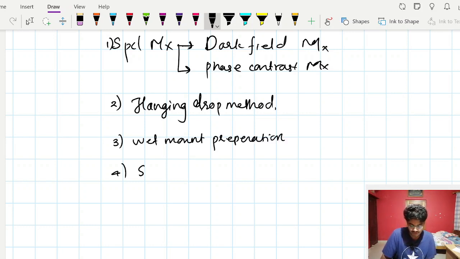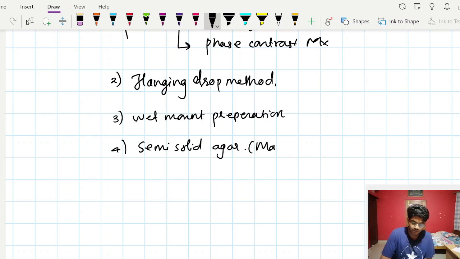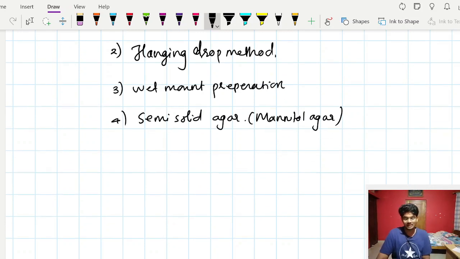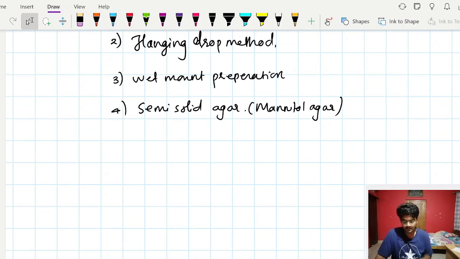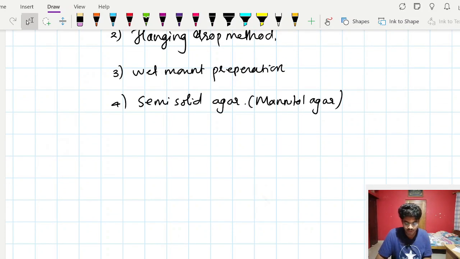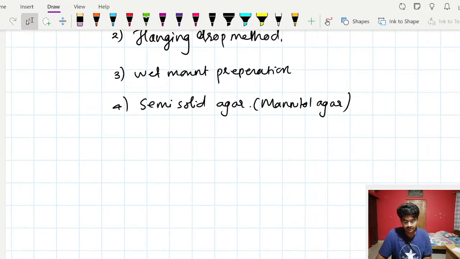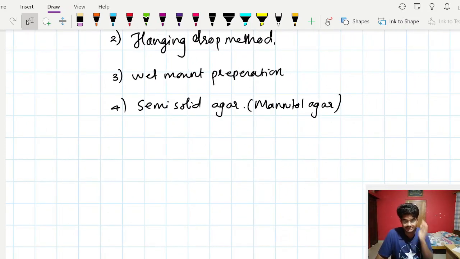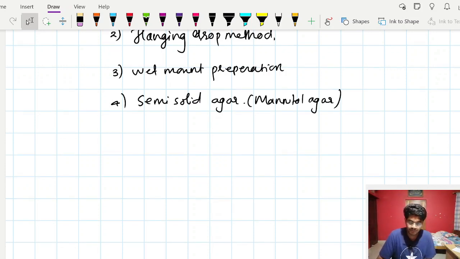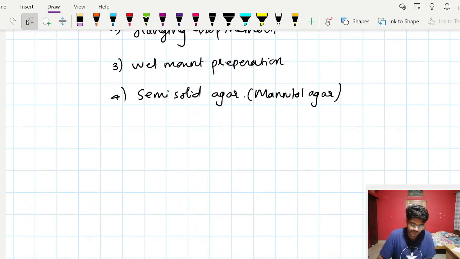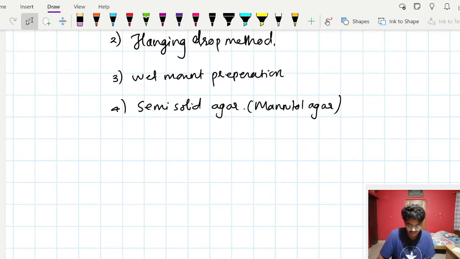Then there is semi-solid agar. Here we use mannitol agar. You see, unlike our solid agar culture, in semi-solid agar the bacteria can grow in depth also. If it is a motile organism, then it can move downwards too. When forming colonies, there will be growth in depth in semi-solid agar, so we can demonstrate motility in semi-solid agar.